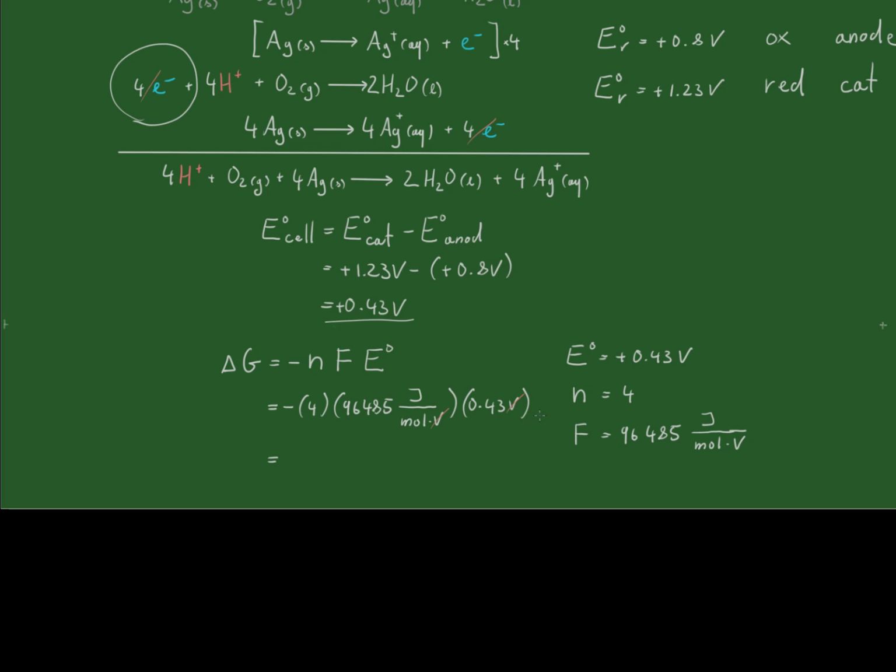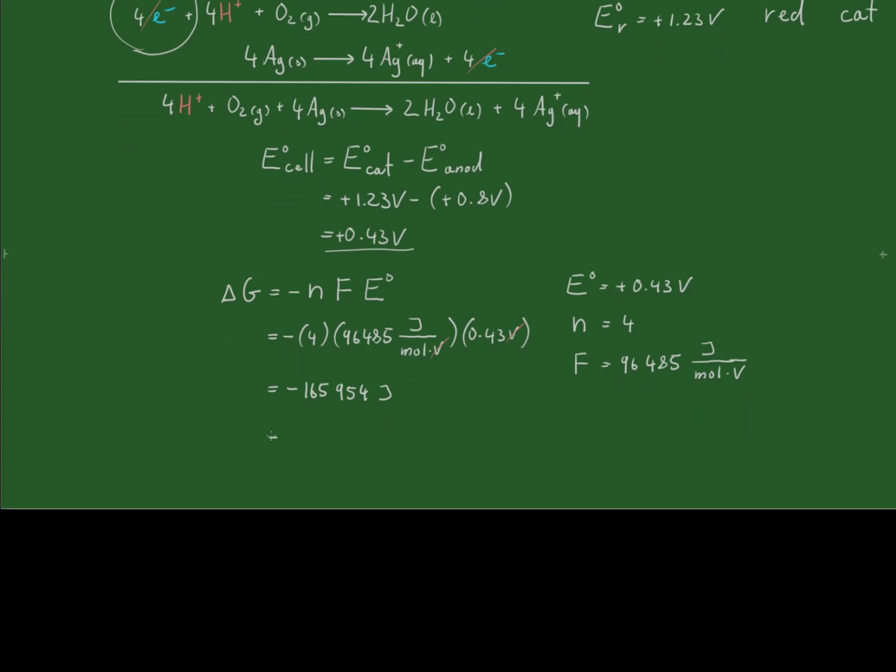So let's see. Negative 4 times 96,485 times 0.43 is negative 165,954 joules. Or I could round it up to negative 166 kilojoules. Okay, so I found one of my unknowns. I found delta G. Next thing, I need to find K.